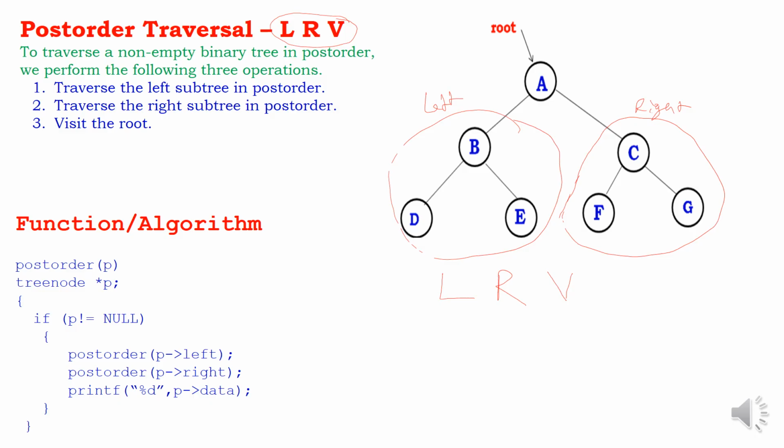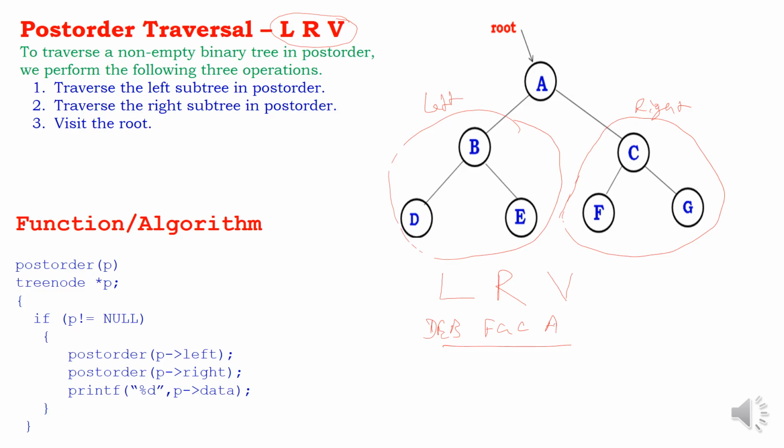So left subtree has to be performed in post order. So post order means left, right, root: D, E, B. Then traverse right subtree in post order. Again, in these three nodes, post order means F, G, C. Then visit root node A. So in this way, we perform our post order traversal.